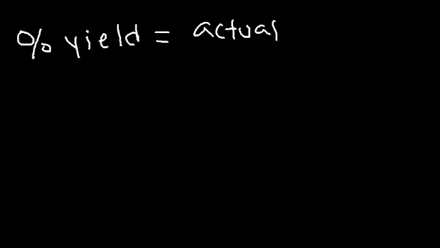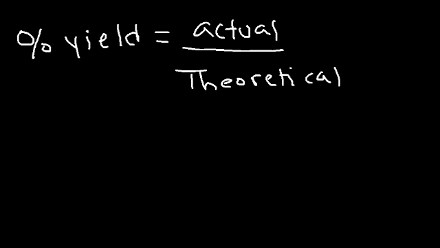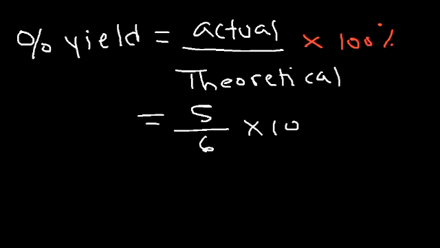Percent yield is defined as the actual yield divided by the theoretical yield times 100%. So in this reaction, the actual yield was 5 moles. The theoretical yield was 6. So we need to convert 5 over 6 into a decimal. So let's use long division.